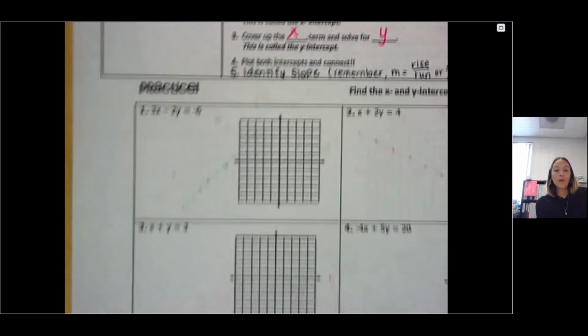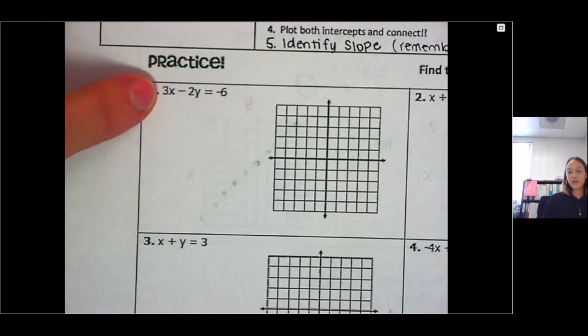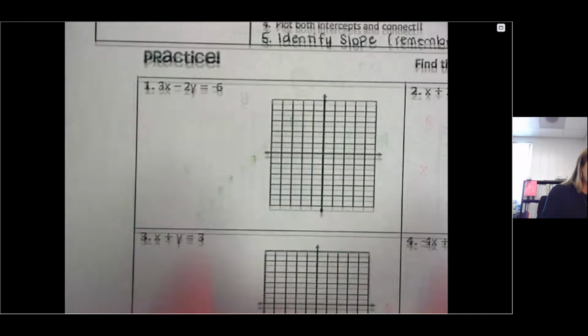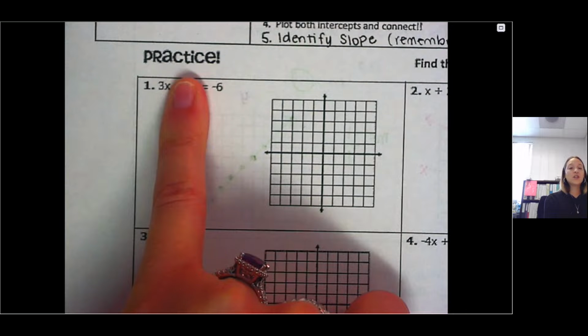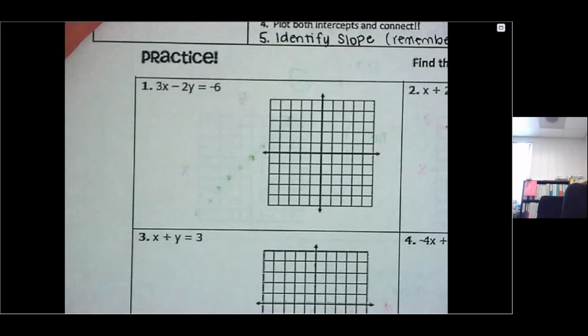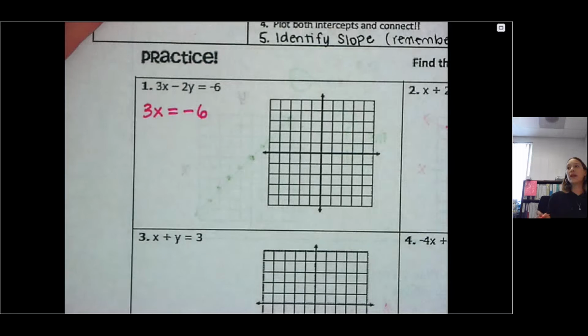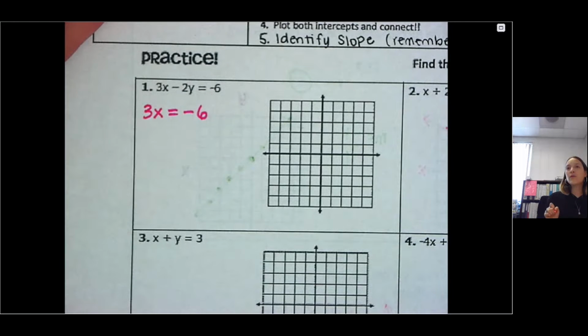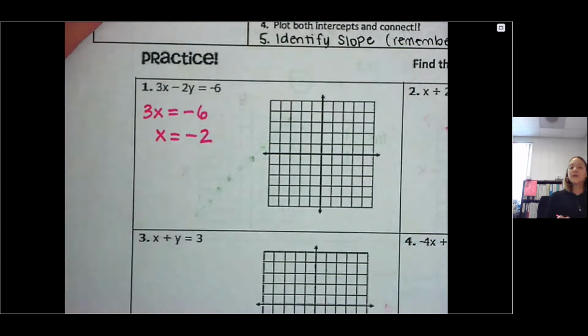Here's what I mean. For number 1, we're going to start by solving for x. I'm literally going to take my finger and cover up the y value, okay? Right now, what does your equation look like if I take that out? 3x equals -6. Good. And I'm going to solve that. Divide by 3. So 3 times what number gives you -6? Yeah, it's -2. So your x value is -2.